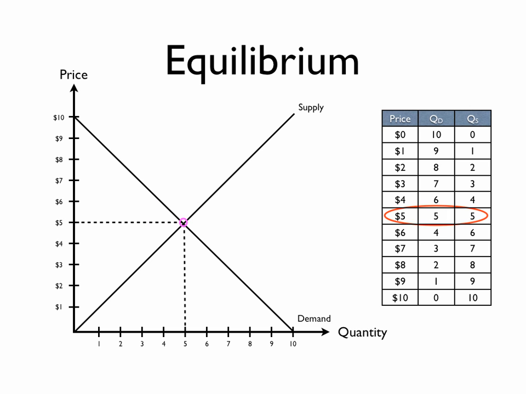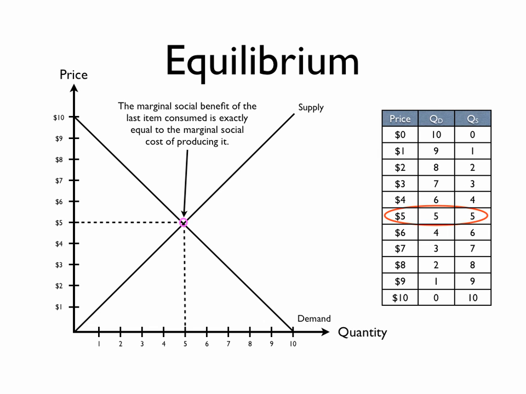Now, what is unique about this equilibrium? Well, again, the marginal social benefit of that last item consumed is exactly equal to the marginal social cost of producing it. If we're to the right, the marginal social cost of producing, say, the 8th unit exceeds the marginal social benefit, and that's a wasted resource, and we saw how forces tend to push us towards that equilibrium.